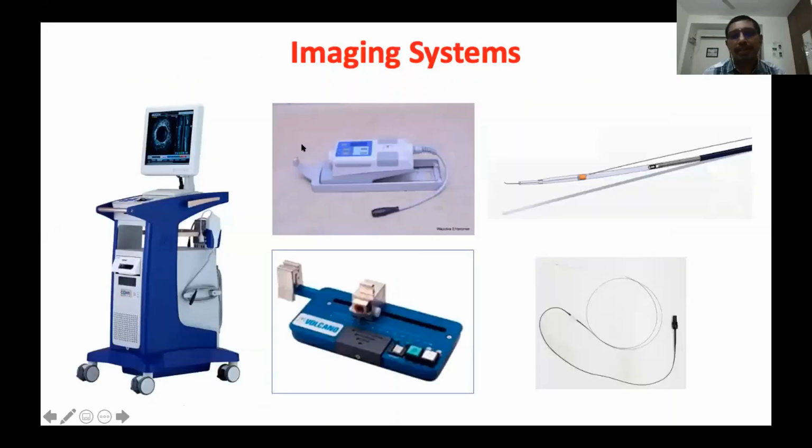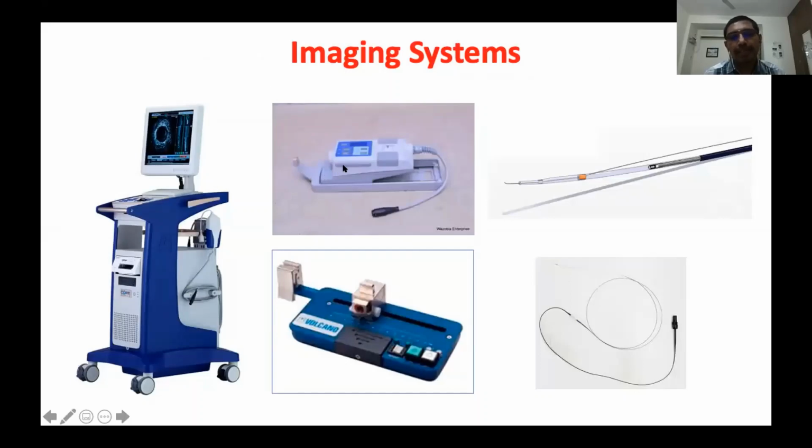So let's start with some important things about imaging systems. The imaging system has three parts. One is the console. The console is the source of electrical energy for the transducer. In addition, it also serves as a display monitor and a storage device. So three functions: it provides electrical energy, display, and storage.